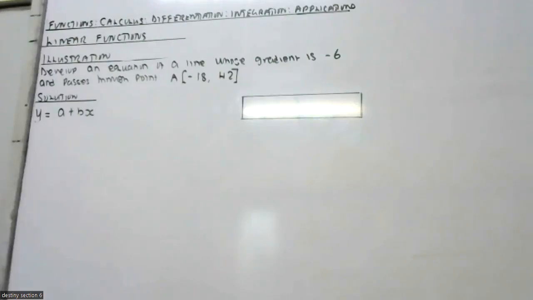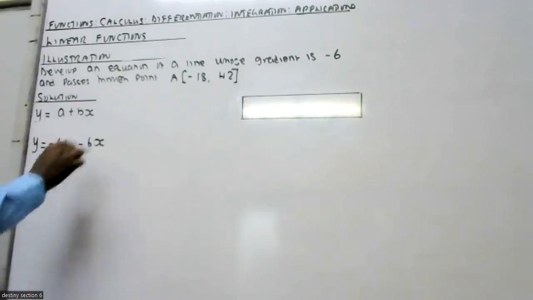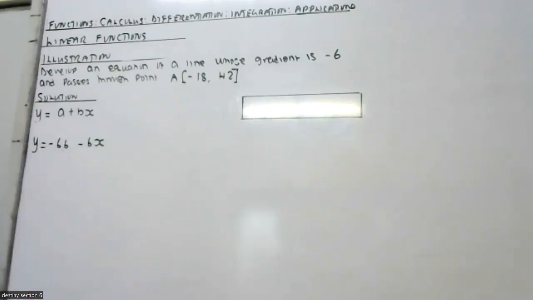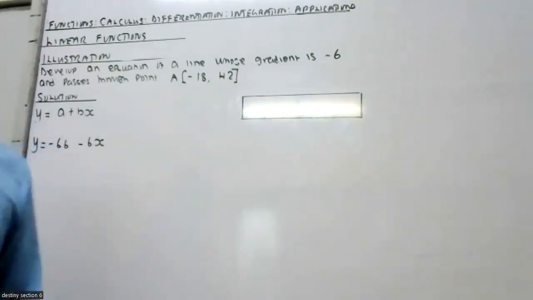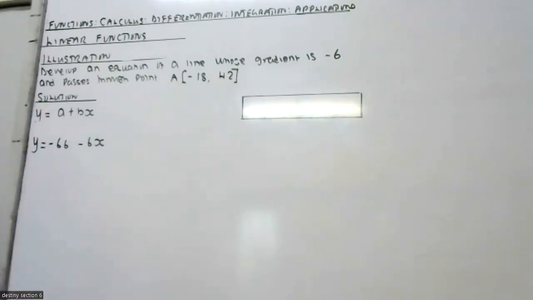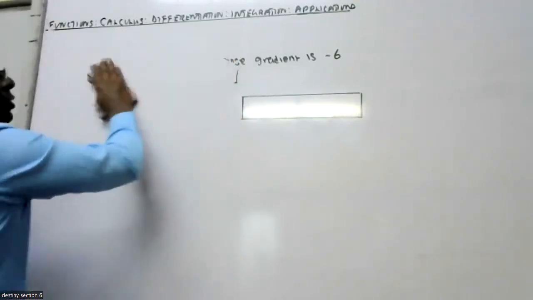So what is the answer? Negative. Y is negative 66, eh? It's minus 6x. Minus 6x. Agree? Okay. So, Tracy, are you in agreement? Yes. So if that is agreed, then we are through with the linear functions.